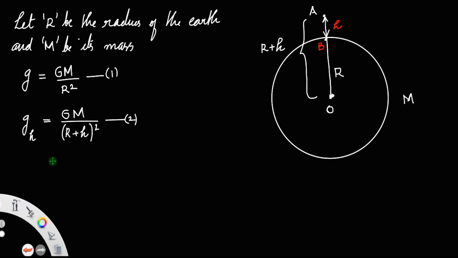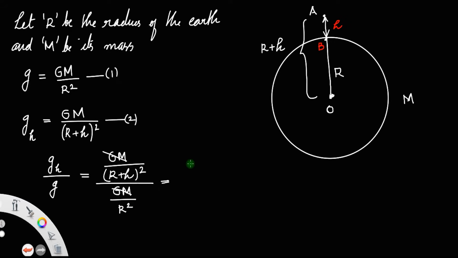Now dividing gh by g, we get Gm divided by r plus h whole square by Gm divided by r square. Cancel this Gm and Gm, and this r square will come to the numerator, so it will be r square by r plus h whole square. Clear?